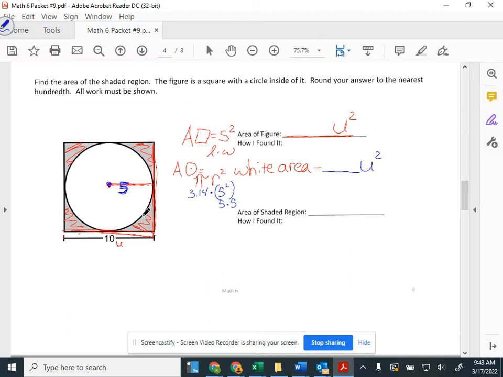Once we have the area of our figure and we have our white area, what math do we have to do, Mia? Subtract. We want to take out the white circle so we're left with just the shaded, which again will be units squared. So you find the area of the full figure, you subtract out the area of the white, and you're left with just the shaded area.